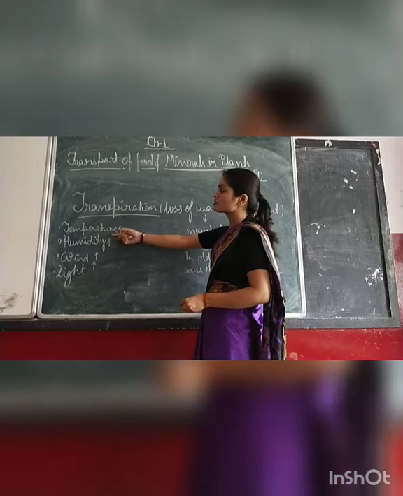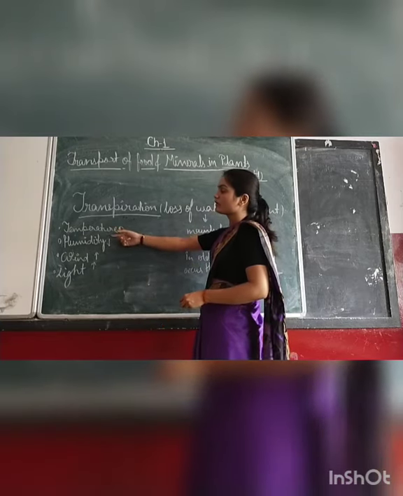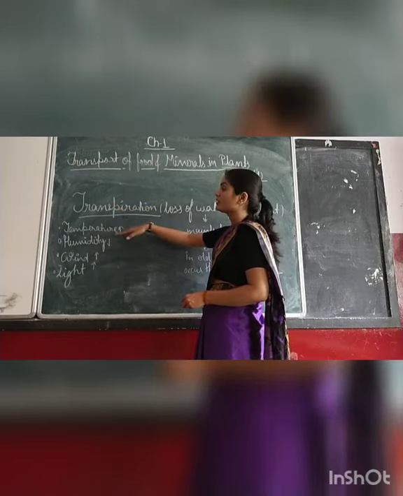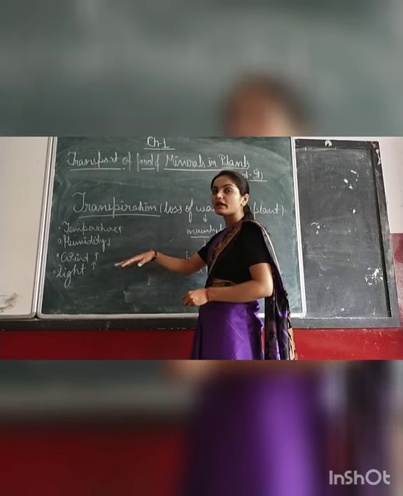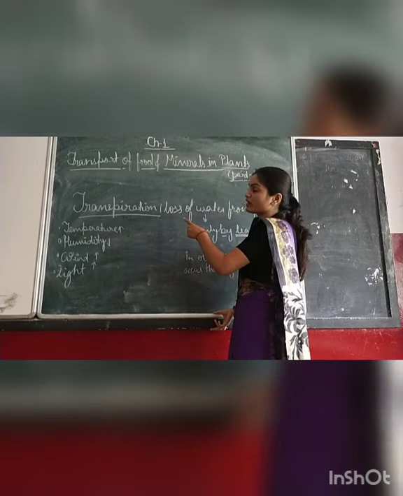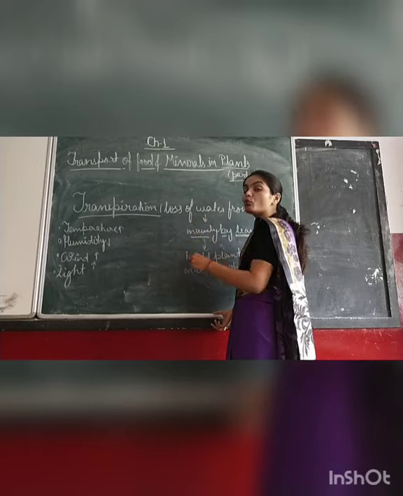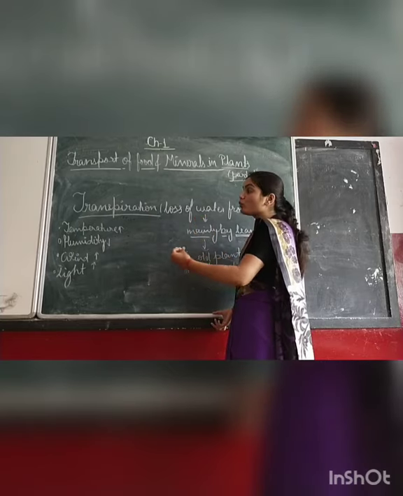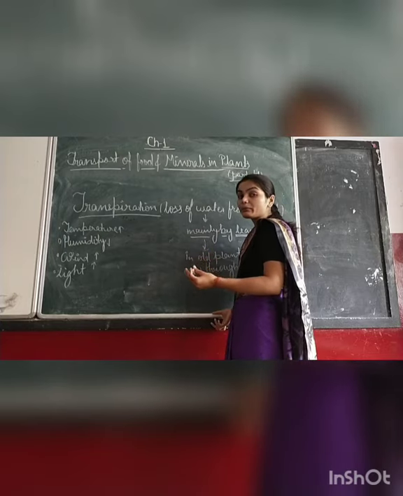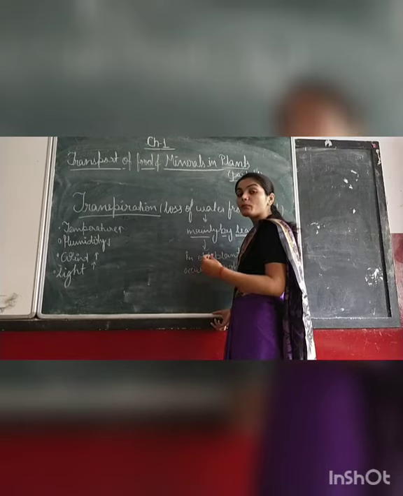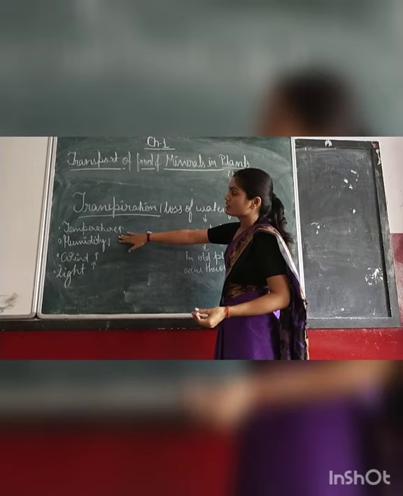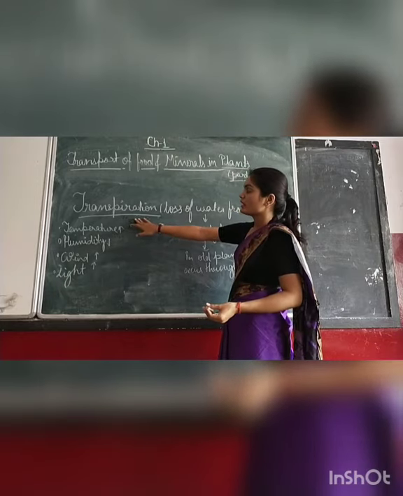So the first factor is, students, temperature. If we talk about the temperature, students, when the temperature is increasing, then the rate of transpiration will also be increased. Why? Because temperature is directly proportional to the rate of transpiration. As you can see, the more will be the temperature, the more water loss takes place. See, in the human case also, when the temperature increases in hot, we sweat more. So in the case of plant also, students, as the temperature increases, the rate of transpiration also increases.